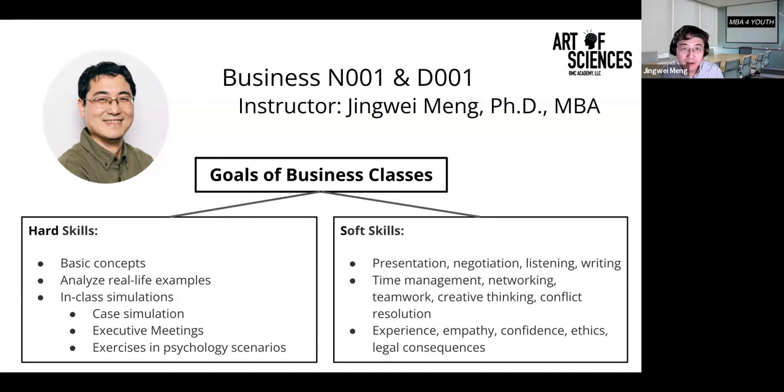Throughout all the business education classes, we aim for two sets of skills you can learn. One is basic business concepts. In these two classes, we teach negotiation techniques and skills through all kinds of simulations and in-class activities. The other is soft skills: we help students learn how to present, negotiate, listen, write, manage their time, and do teamwork. All of this is built into the business class.